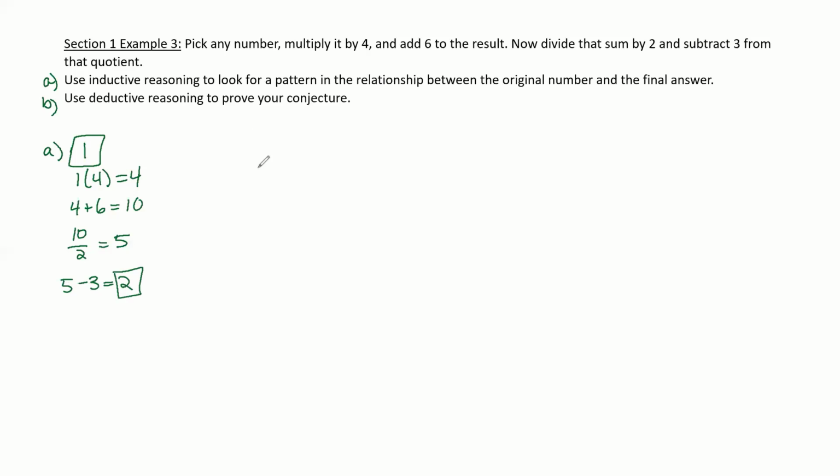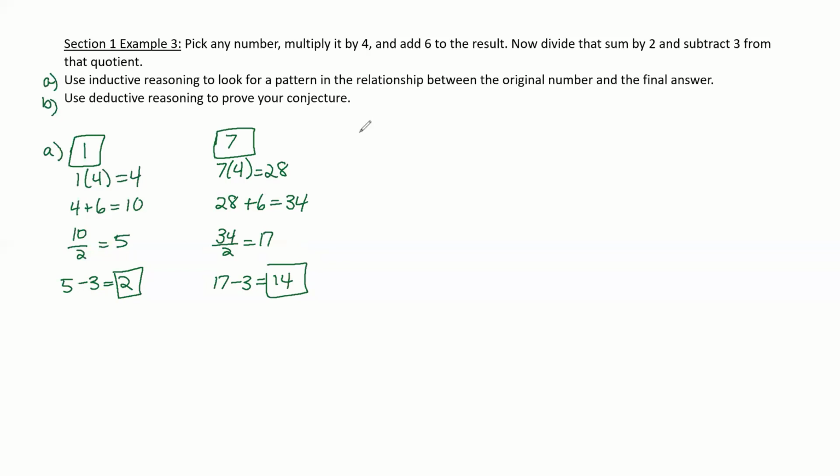Let's try a bigger number. Let's try 7. So we're going to multiply it by 4. 7 times 4 is 28. I'm going to add 6 to the result, so 28 plus 6, 34. Now divide that by 2. 34 divided by 2 is 17. And subtract 3 from the result. 17 minus 3 is 14. So my result is 14 when I started with 7. I think I'm seeing a pattern. It looks like it multiplies it by 2.